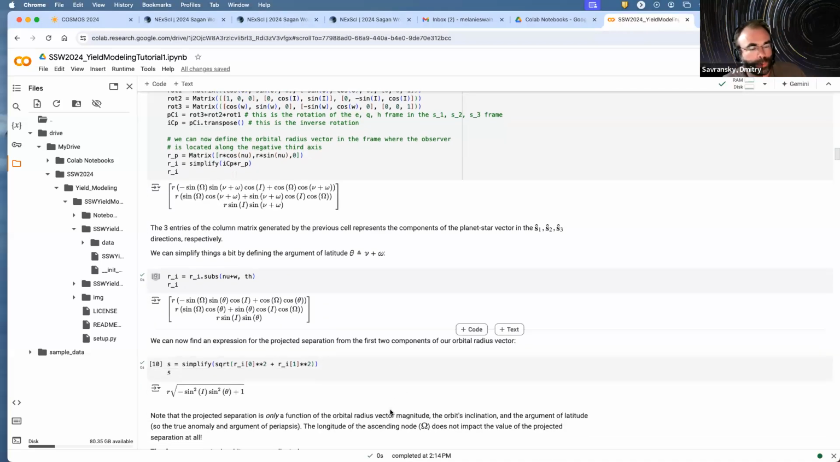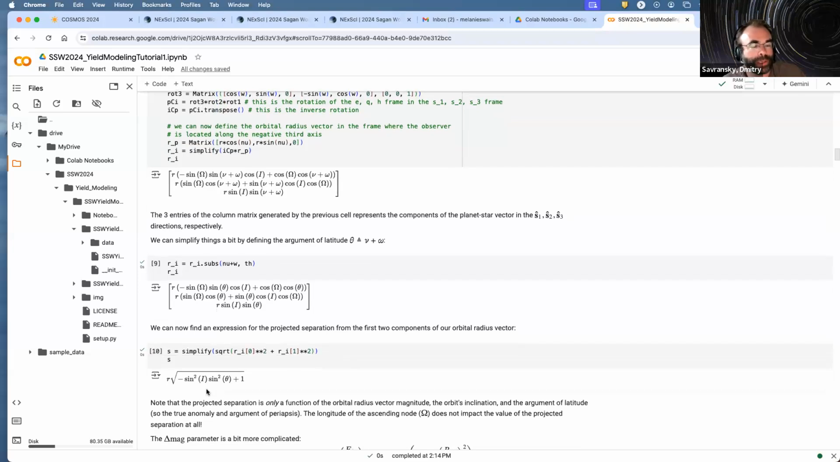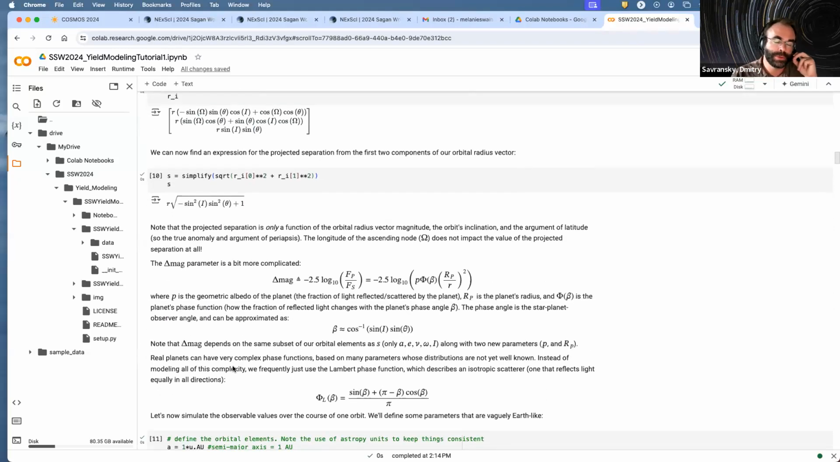If you scroll a little bit more, that right there after cell 10 is the expression for S, and it is a function of just the magnitude of the orbital radius vector, and that magnitude is given in the very first equation in this section, and then trigonometric functions of the inclination and the argument of latitude. And if you keep going further a little bit, the delta magnitude, as I'm sure Chris told you, is the flux ratio between the planet and the star given on the logarithmic magnitude scale.